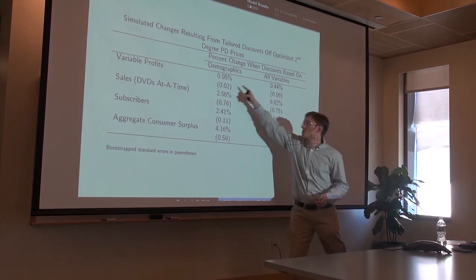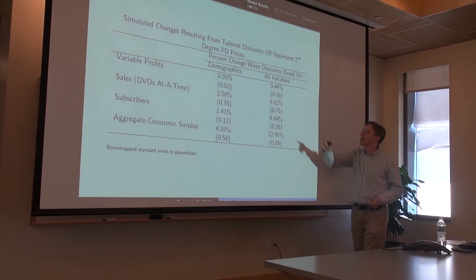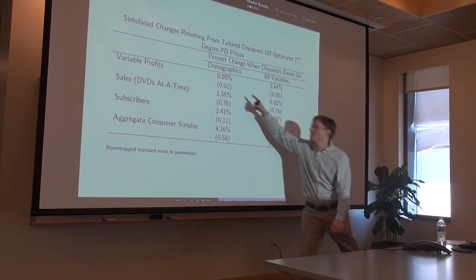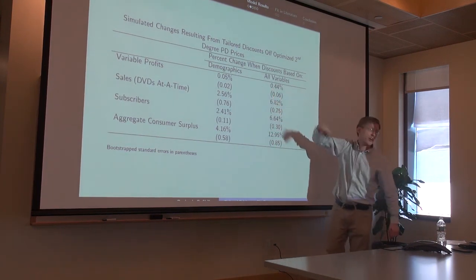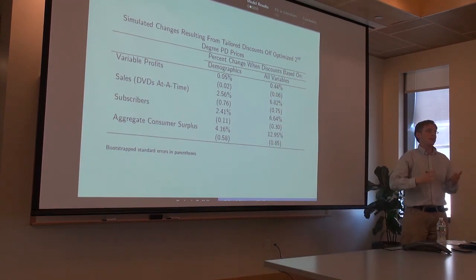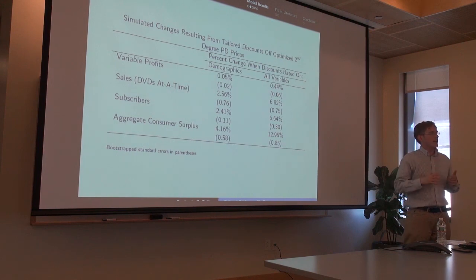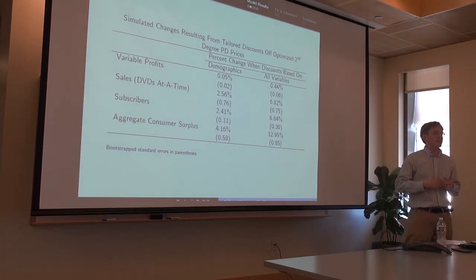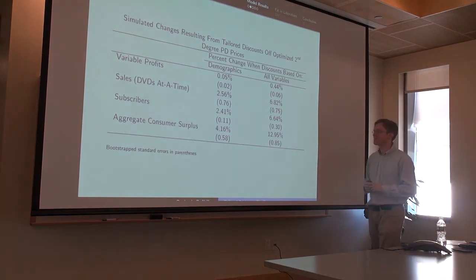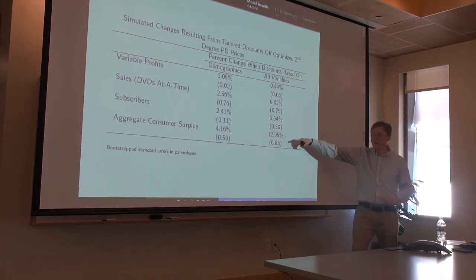But still, you notice that the difference between the increase in profits based on just demographics and based on all variables is quite different. So regardless of whether this is large or not, it makes it seem that firms will be much more likely to actually implement this strategy now that this other data is available. And again, the consumer surplus actually goes up even more because no one's having the price raised.